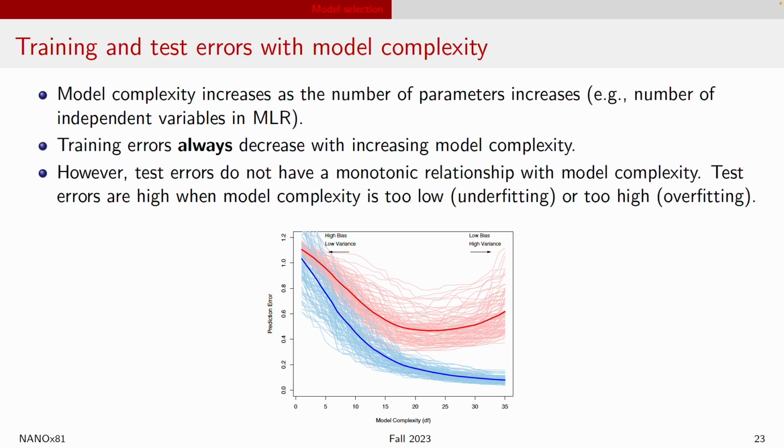Now, test errors, however, which is what actually matters, does not have a monotonic decreasing relationship with model complexity. So, in other words, as you add more and more variables, your test error does not always decrease, okay? So this is generally what happens when you plot the training and test errors with respect to the model complexity. You see that your training error just keeps decreasing and decreasing and decreasing. Of course, the rate of decrease will slow down, but it will keep decreasing. However, your test error actually has this kind of relationship.